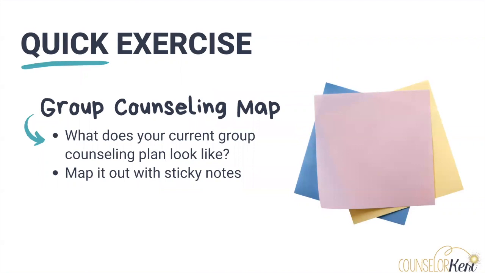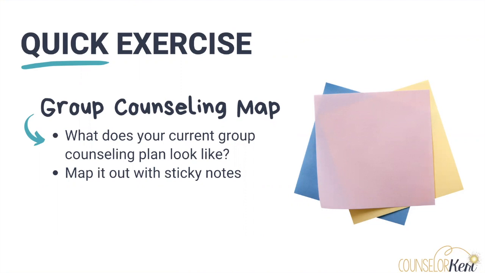Okay, so I want to start us off with a quick exercise. Now, you'll remember I said to grab some sticky notes. If you don't have any, that's okay. But if you do, go ahead and pull those out. And what I would love for you to do on these is map out what your current process looks like for group counseling. How do you plan it? What happens? What does it look like? And I want you to put each step on a sticky note. So you're just putting one step of your current process on a sticky note.